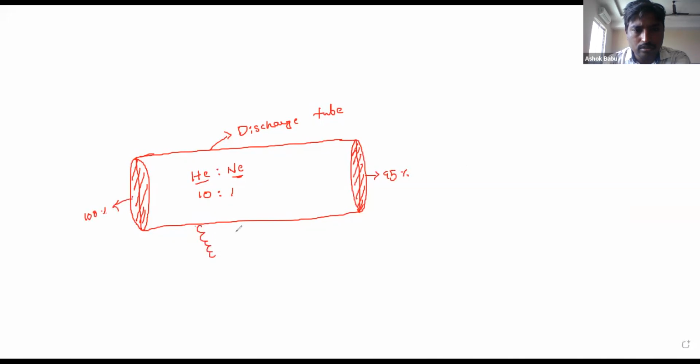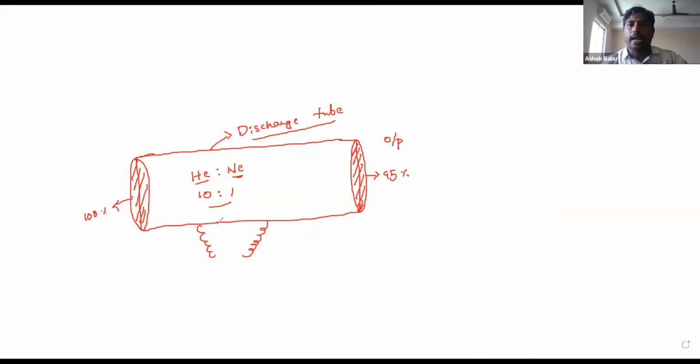Connected to the electrodes, these two electrodes act as the pumping source. This is the construction of the helium-neon laser, similar to the ruby laser. Instead of the ruby crystal, we have taken a quartz discharge tube filled with helium and neon in the ratio of 10:1. One end is fully silvered and one end is partially silvered. From the partially silvered end we get the output laser. The electrodes act as the pumping mechanism.